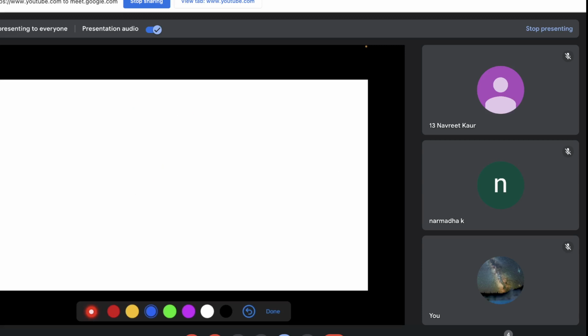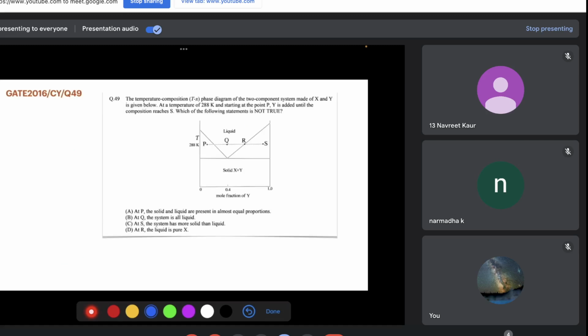Now let's move into the problem. At P, the solid and liquid are present in almost equal proportion. Yes. At Q, the system is in all liquid. Absolutely correct. At S, the system has more solid than liquid. It seems like it, but it's not specific, so we'll give it maybe.